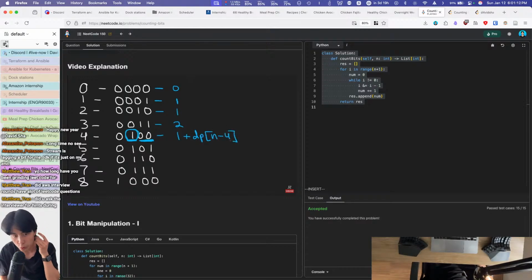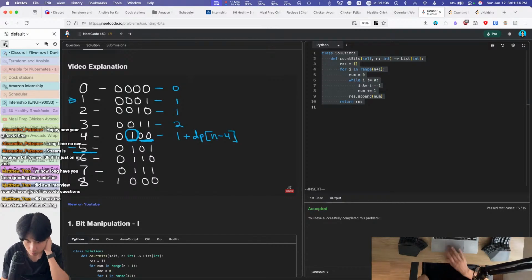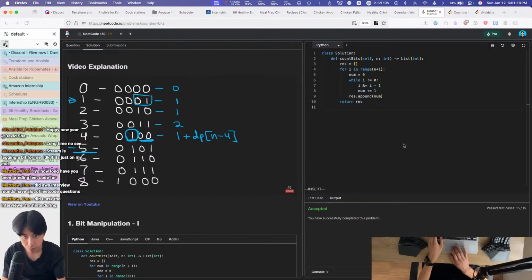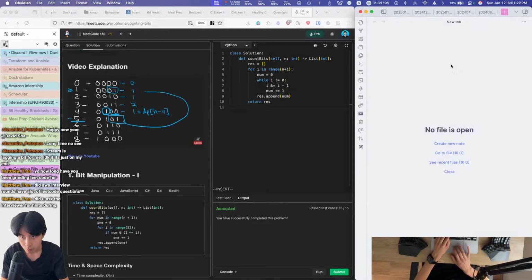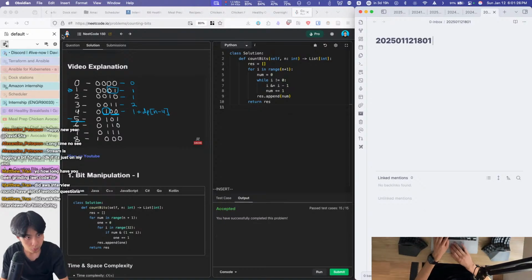For 5, we're also offsetting it by 4 to get to 1, right? Because that's what's going to match up with this, which is going to tell us how many ones are going to go here, right? And clearly we see that that's a 1. So here we're going to compute 1.